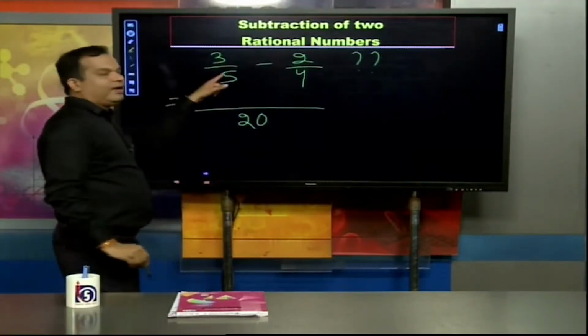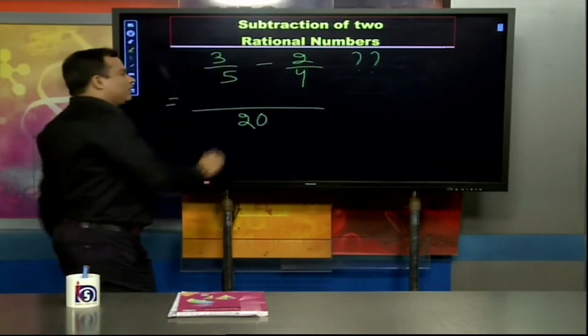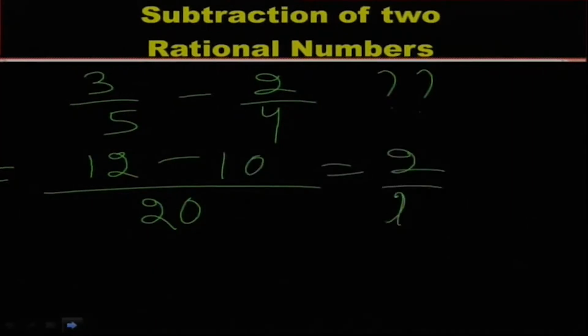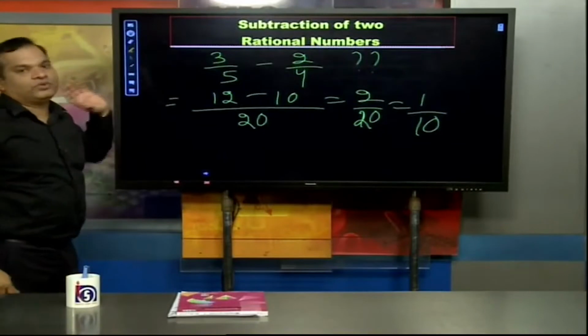20 divided by 5, that is 4. 4 into 3, that is 12, minus 4. Divide with 20, the value is 5. 5 into 2, that is 10. I can say 2 by 20, I can say 1 by 10. The value is 1 by 10. This is the way we have to subtract.